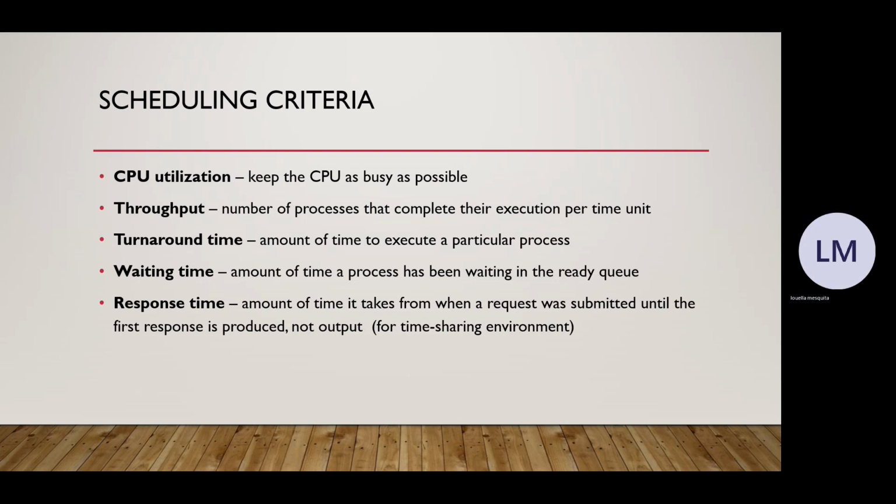Next, throughput is the number of processes that are completed per unit time. Third, turnaround time. Turnaround time is the interval from the time of submission of a process to the time of completion of that process. That is the time from arrival to completion. Next, waiting time, the amount of time that a process spends waiting in the ready queue. And finally, response time is the time from the submission of a request until the first response is produced.